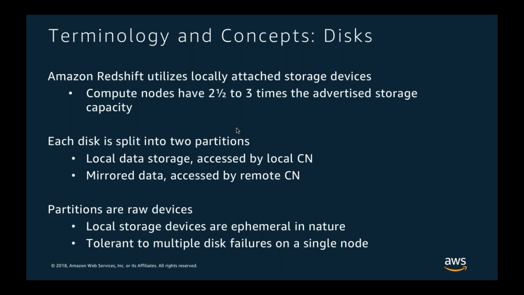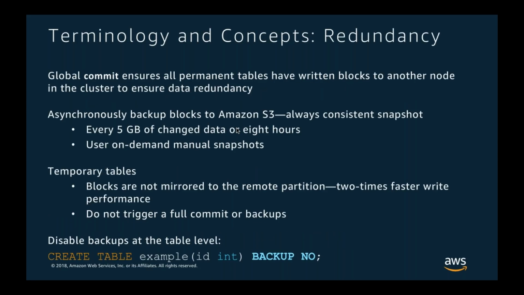So when you load data into a table, a global commit will ensure that for all the permanent tables, when you are ingesting data, we have written the data to the local node and also to another node in the cluster. Only then is the commit successful. Only if we have successfully written to the local node and also a copy of the data to the other node does the commit succeed. So this ensures that you have redundancy for your data when the commit happens. You basically get redundancy out of the box.